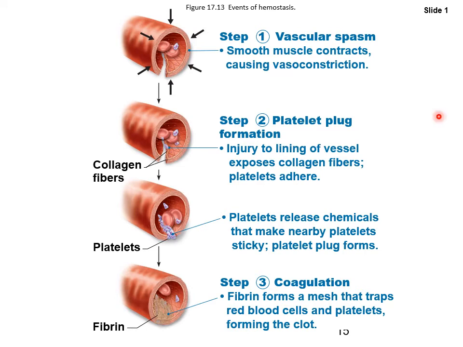So here's a recap looking at the steps involved in hemostasis. Step 1, vascular spasm. Smooth muscle contracts, causing vasoconstriction, so the blood vessel gets narrower or smaller in the middle. Platelet plug formation. Injury to the lining of the vessel exposes collagen fibers, and then the platelets are going to stick. And then the platelets release chemicals that make nearby platelets sticky, and you form this platelet plug. And then you get what's called coagulation, where the fibrin forms a mesh that traps red blood cells and platelets and forms the final clot. And there you can see your fibrin mesh forming right there. There's your platelet plug. There's your break.